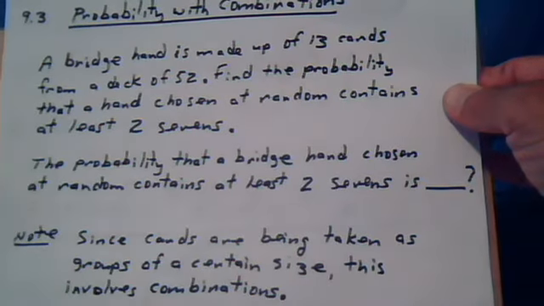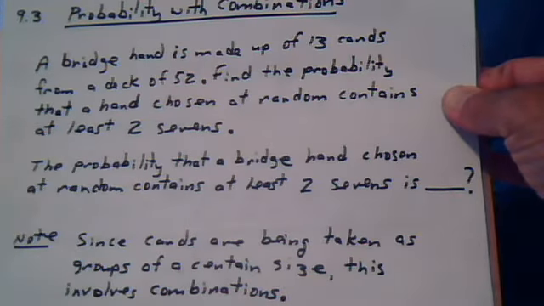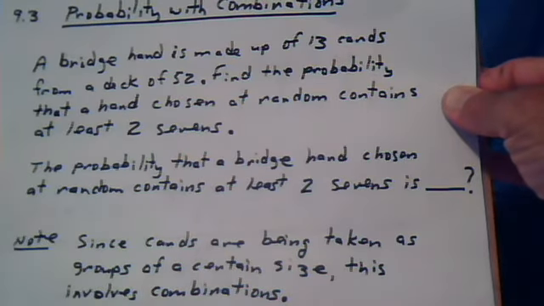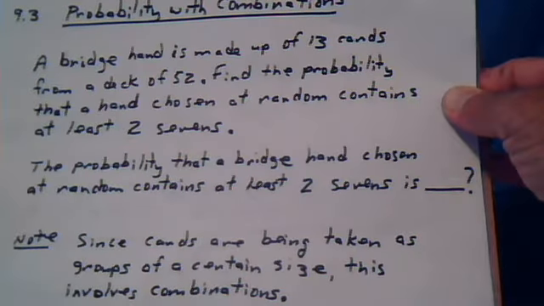Since cards are being taken as groups of a certain size, this involves combinations. We're forming groups of a certain size. Therefore, we're going to involve combinations in finding this probability.